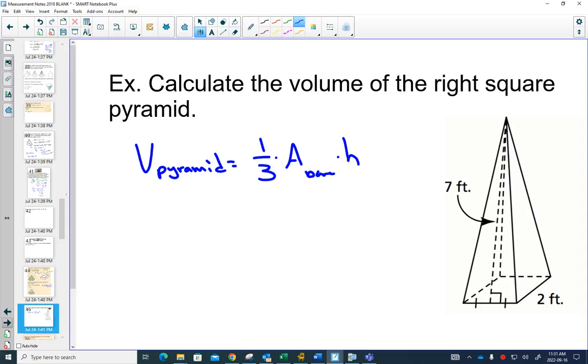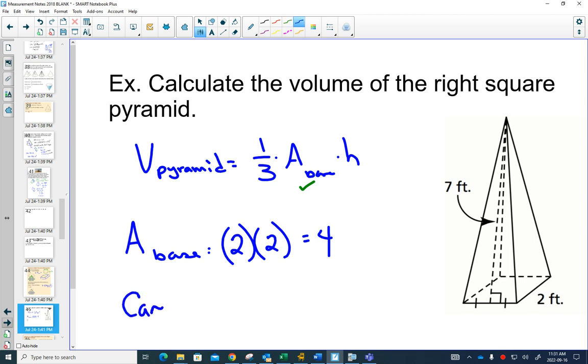So we need to find the area of the base. Is the area of the base easy to figure out? Yes. It's a square, so it's length times width. 2 times 2. It's going to equal 4. I can put a little check mark. I figured this out. Okay, careful.